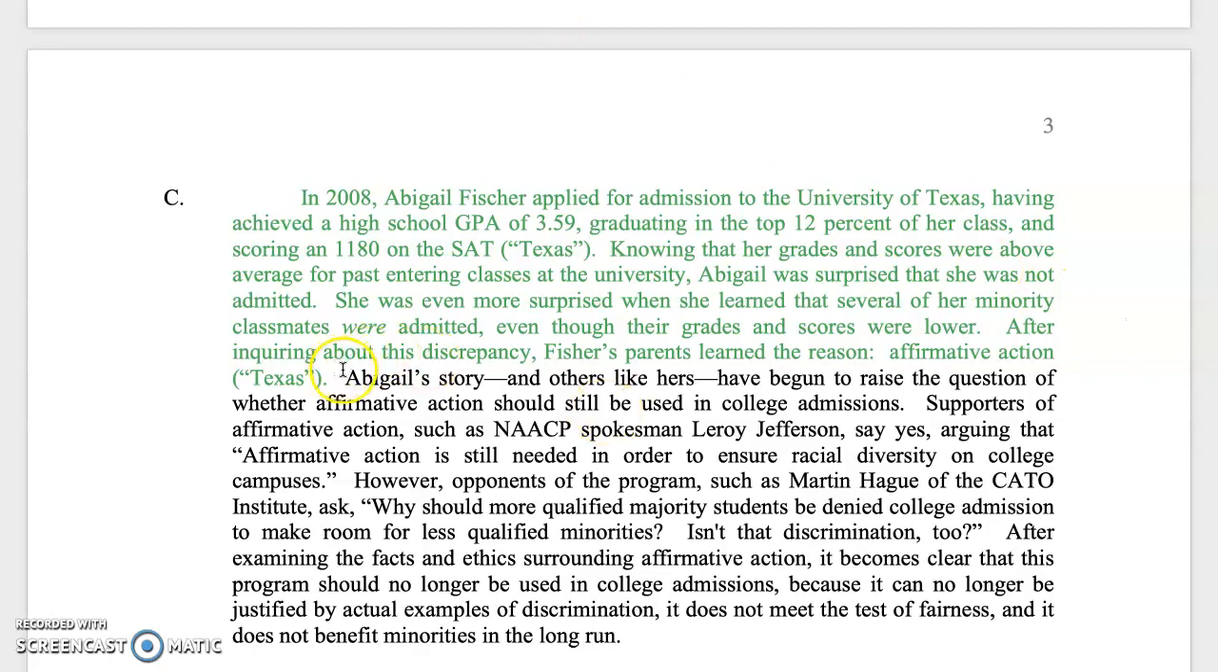And then after that, we name the issue, name it and frame it. So this is the sentence that names it. Maybe I'll put that in blue, right?